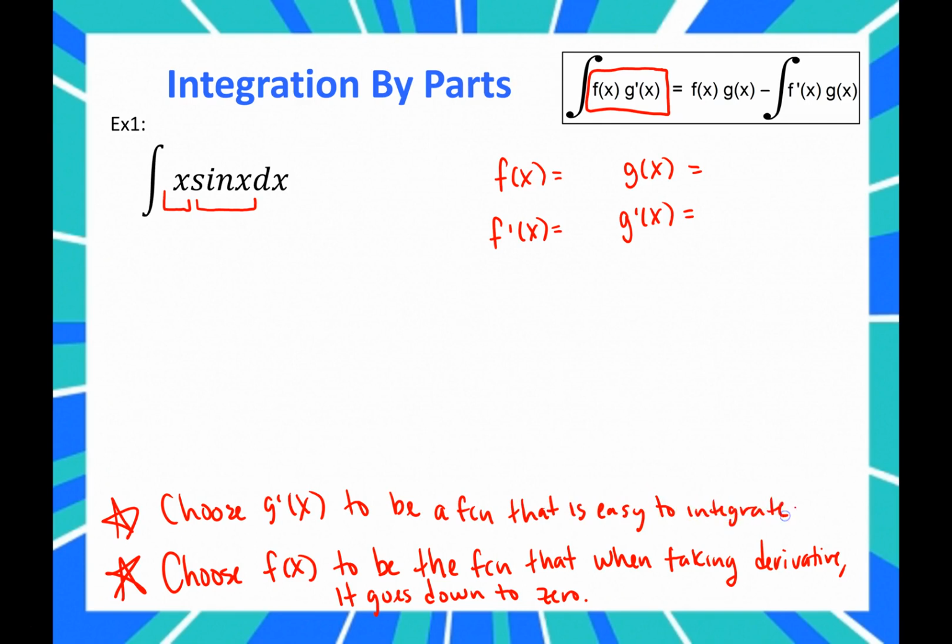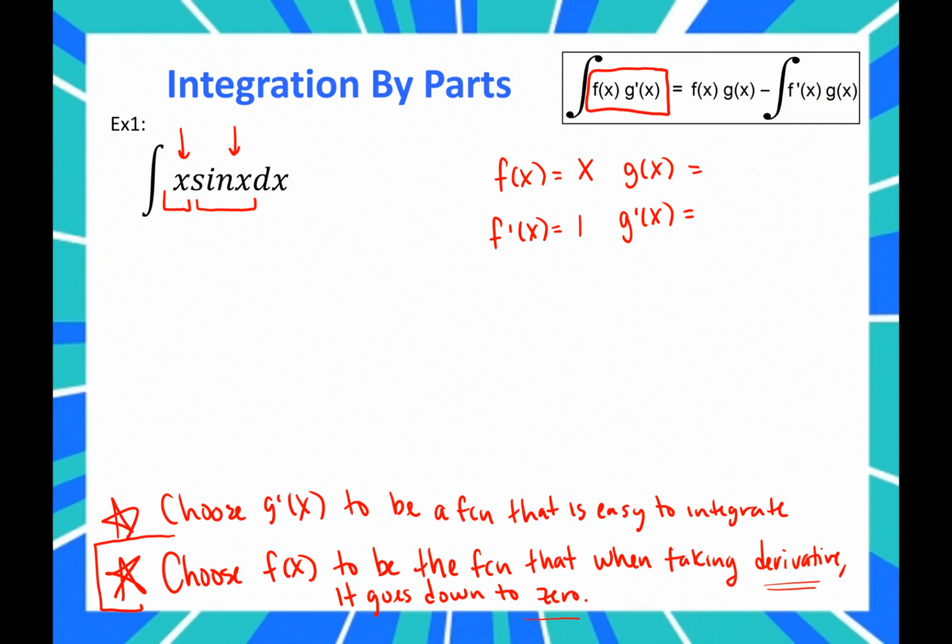Now, personally, I believe that choosing f of x is the way to go in terms of what to do first. So, for example, with x and sine x, which one of those, when we take the derivative of it, will get down to 0? Well, that's going to be x. Think about that. What's the derivative of x? It's 1. If I kept taking the derivative of 1, I would get 0.